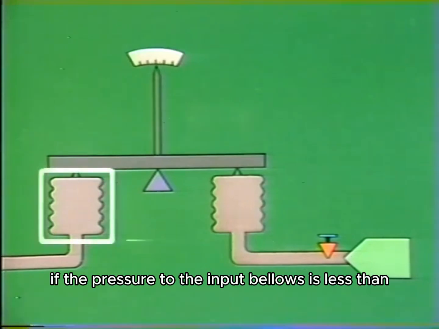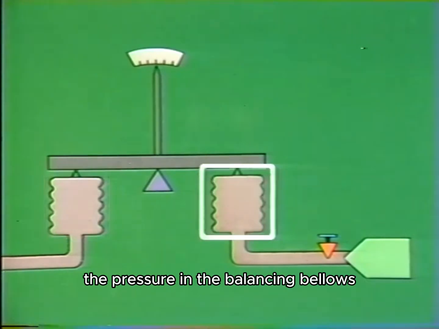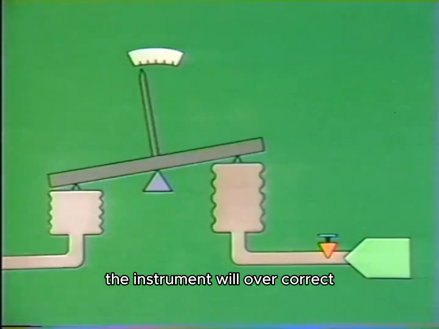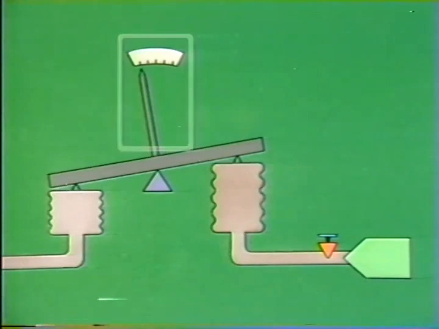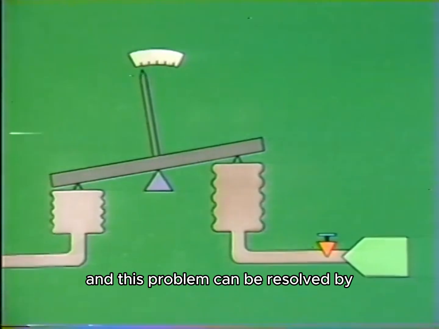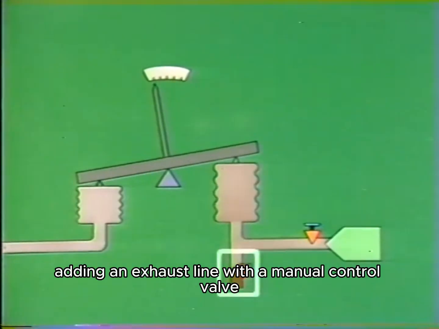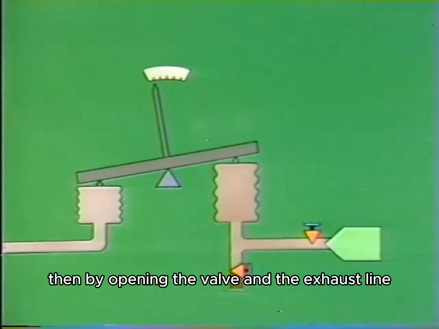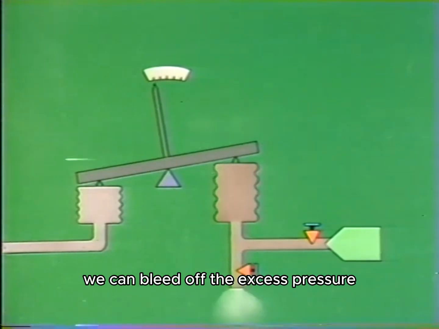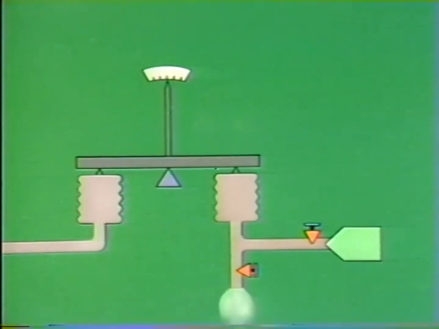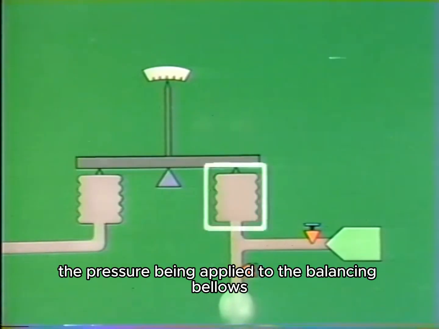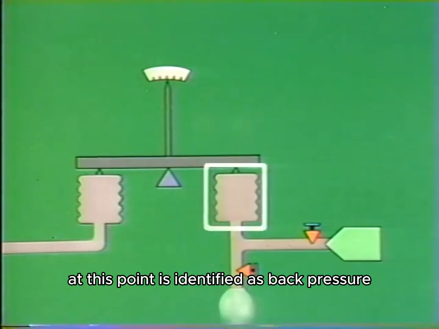If the pressure to the input bellows is less than the pressure in the balancing bellows, the instrument will overcorrect, creating an imbalance in the other direction. Now, this problem can be resolved by adding an exhaust line with a manual control valve. Then, by opening the valve in the exhaust line, we can bleed off the excess pressure until it exactly balances the pressure to the input bellows. The pressure being applied to the balancing bellows at this point is identified as back pressure.